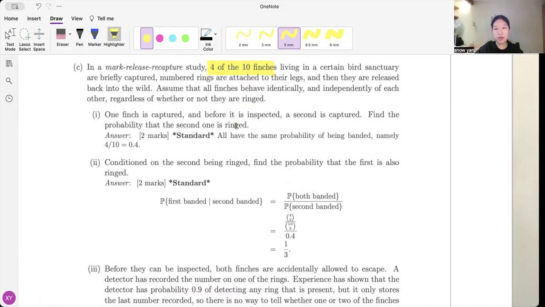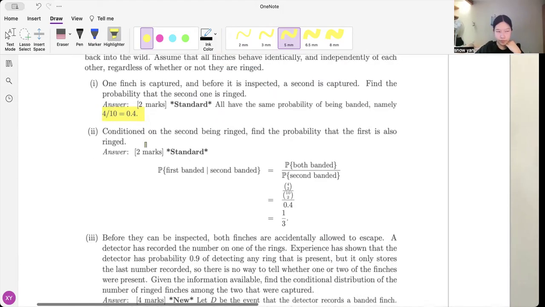So basically, the first given condition has absolutely no influence on what we know. That would still be the same probability of being banded. There are 4 birds that are banded out of 10 in the population, so we have 0.4. In the second one, we are conditioned on the second being ringed. Find the probability that the first is also ringed.